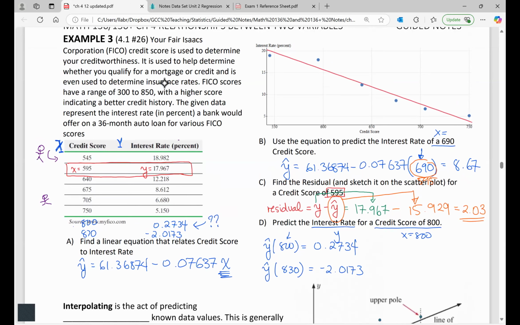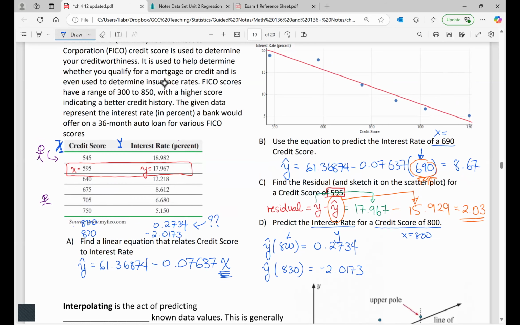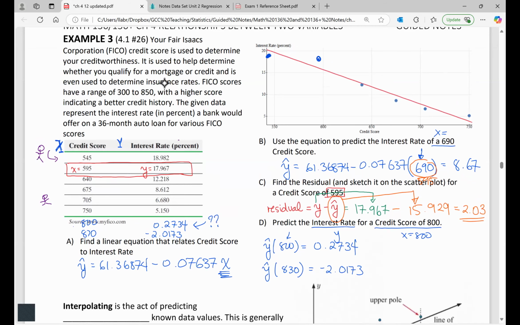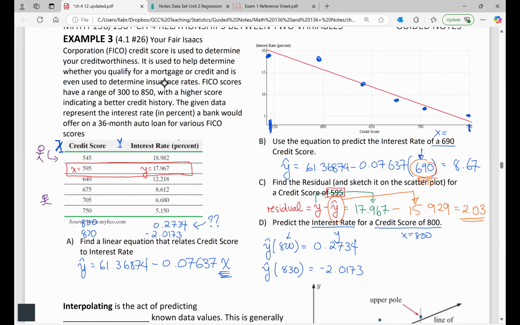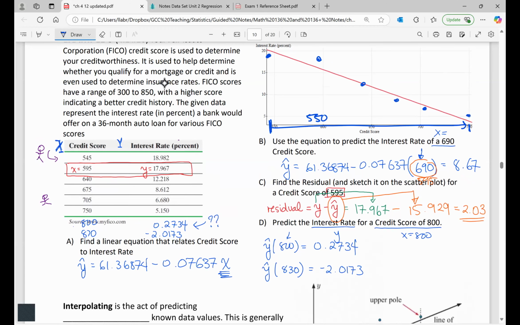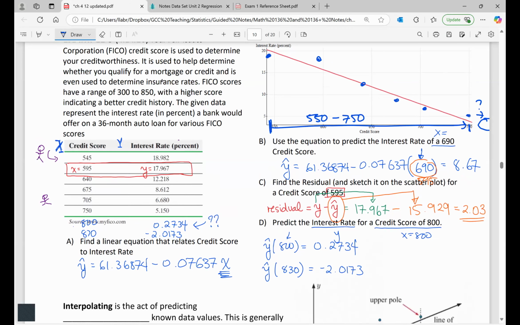Our data no longer helps to explain what we're observing. Part of the reason is that the data we observe here only gives us information between roughly 550 and around 750 credit score. I don't actually know what's going on outside of that interval. So I don't know if the pattern continues or not.